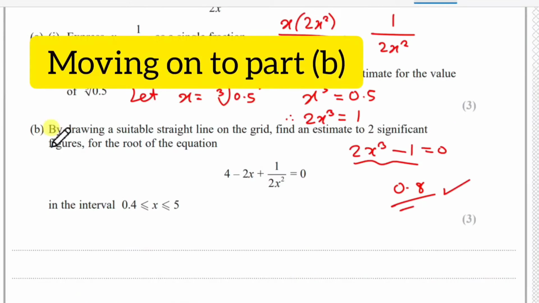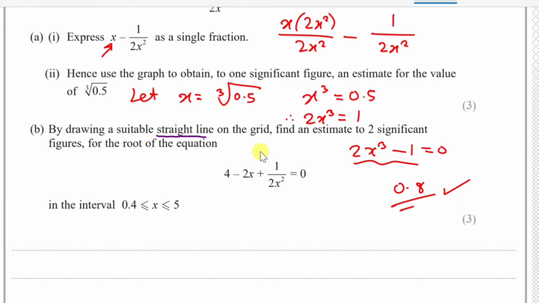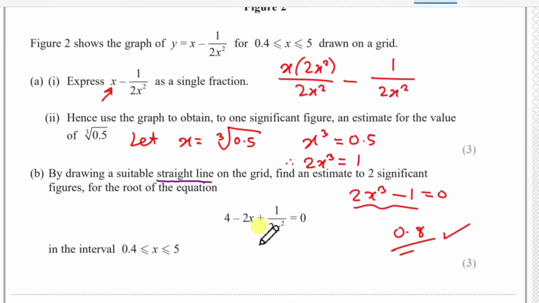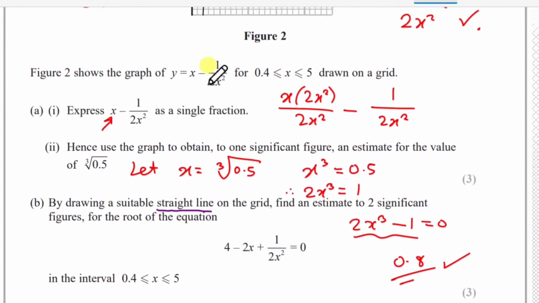It says, by drawing a suitable straight line on the grid, so they've actually given us a hint what straight line we're going to draw, find an estimate to two significant figures for the root of the following equation for the same interval. At first glance, we need to recognize, does this look familiar? If you look back at the earlier question, you can say yes. It looks like y equals x minus 1 over 2x squared. We just need to show it.